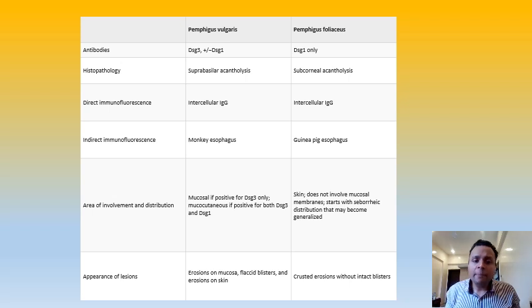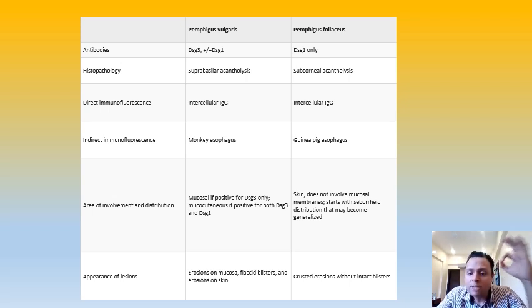What are the areas of involvement in Pemphigus vulgaris? Mucosal if positive for Desmoglein 3 only. Mucocutaneous if positive for both, we already discussed it. Pemphigus foliaceus skin does not involve mucous membrane. Start with a seborrheic distribution. So your distribution will be like the upper chest, upper back, scalp. These are all seborrheic areas, face, seborrheic area.